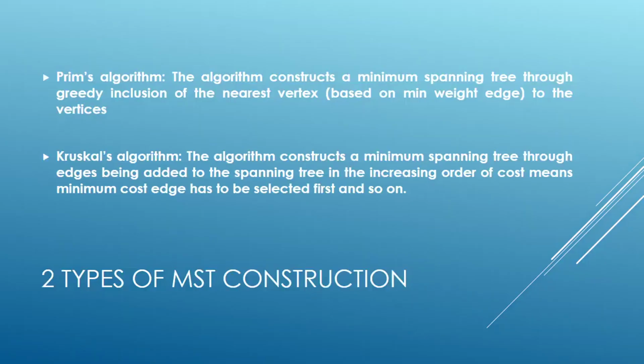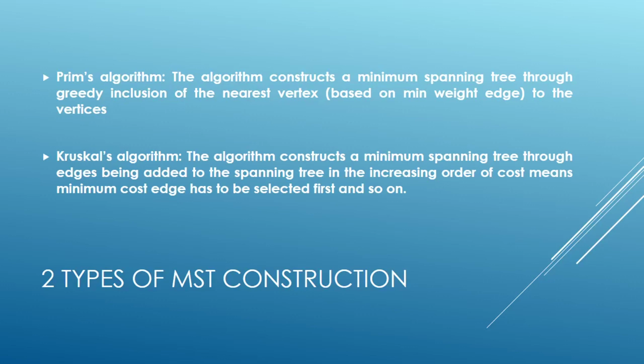Let's see the two types of minimum spanning tree construction. One method is Prim's algorithm, where the algorithm constructs a minimum spanning tree through greedy inclusion of the nearest vertex based on minimum weightage to the vertices. And the second method is Kruskal's algorithm. Here you construct a minimum spanning tree through the edges being added to the spanning tree in increasing order of cost. That means the minimum cost edge has to be selected first, and later the next cost edge can be included, and so on. This is how it continues in Kruskal's algorithm.